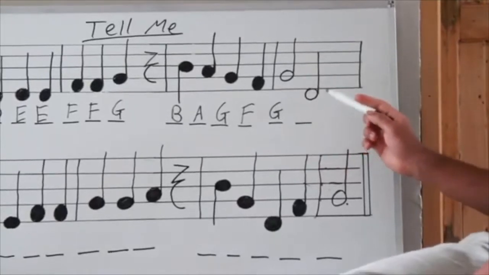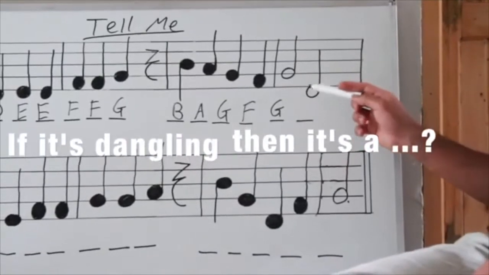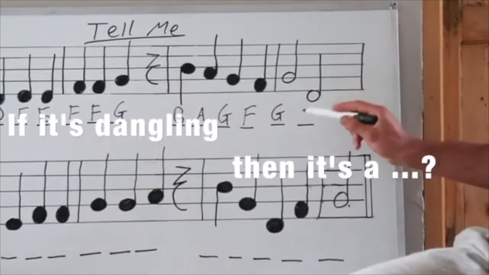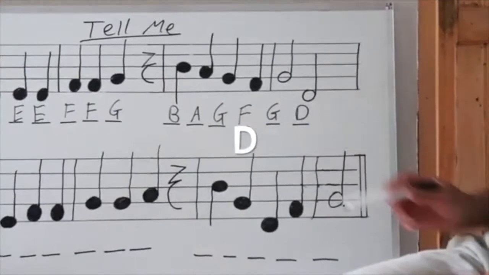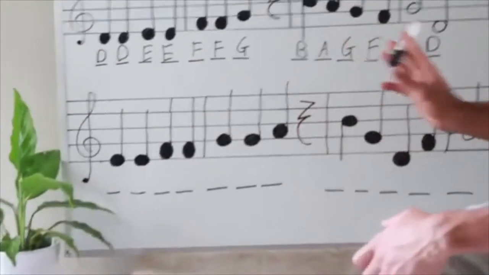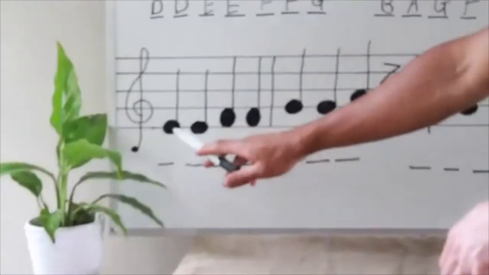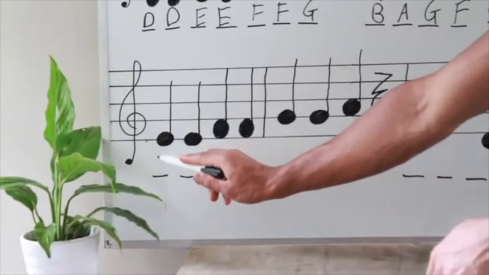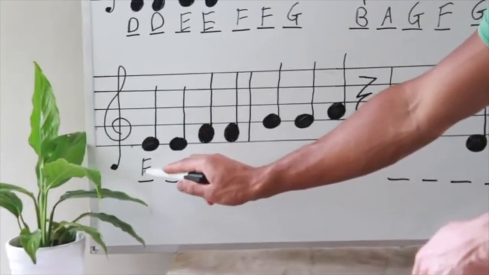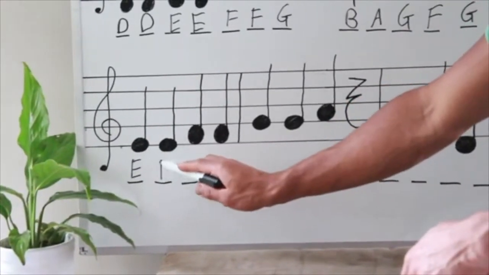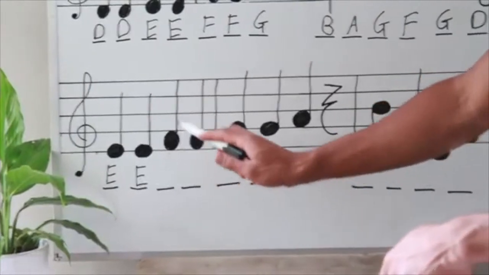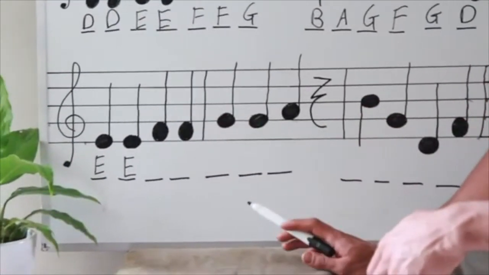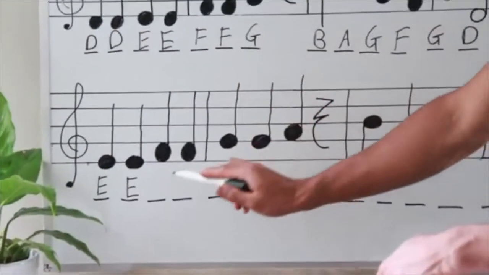This is underneath, that means he's dangling. So which note is this? If he's dangling, he must be D. All right, there we go, dangling D. Next one, the first line, so both of them get E. Alright, the next ones, they're in a space, the first space. Oh, they're just like these ones. So that means they get F.